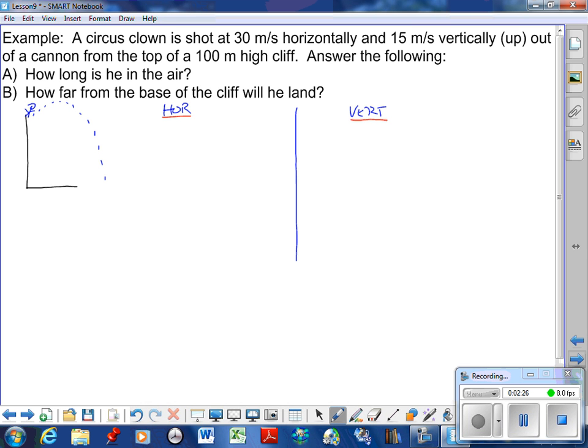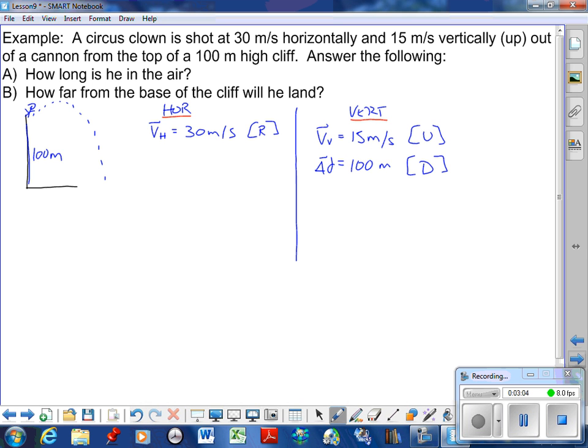What's my information? Clown shot at 30 meters per second horizontally. So my horizontal velocity is 30 meters per second, and I'm going to say to the right, based on my diagram, 15 meters per second vertically up. The cliff again is 100 meters high, so that's a vertical displacement. So delta D is 100 meters, I guess, down to be consistent.